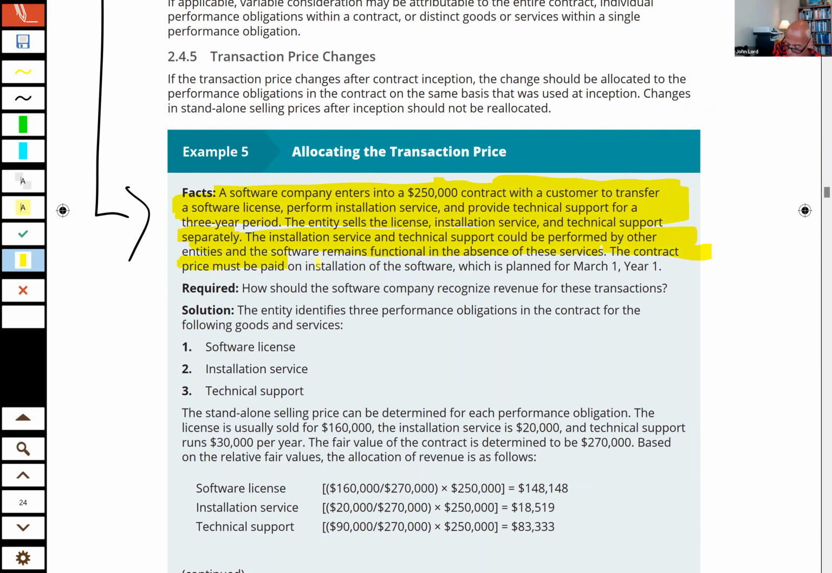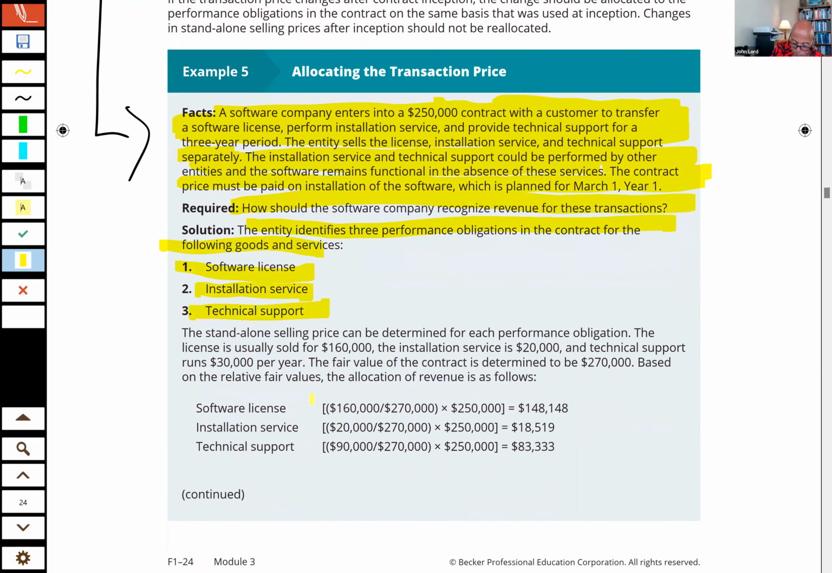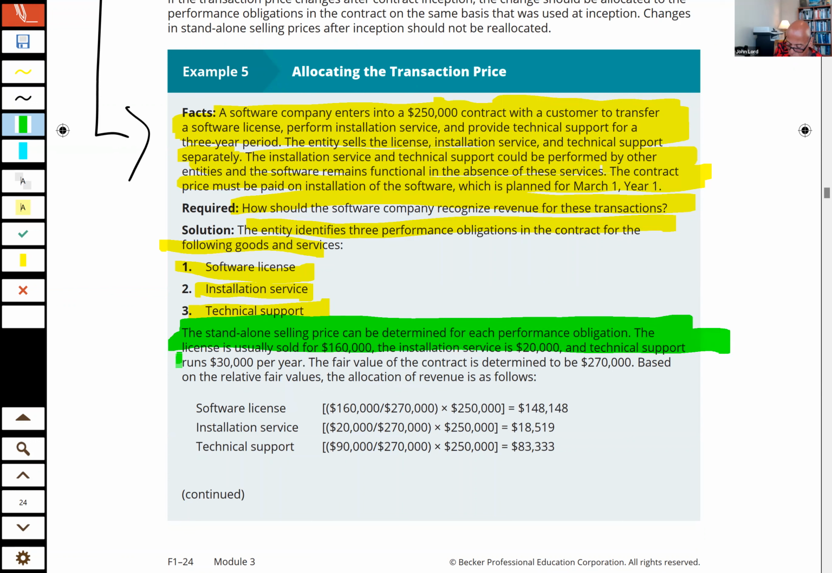The contract price must be paid on installation of the software, which is planned for March 1st. Okay, so how should the software company recognize? The entity has 3 performance obligations: the license, the installation, the tech support. Now this is really the takeaway, because we kind of knew all this from looking at the very similar example from earlier. The standalone selling prices can be determined for each performance obligation. The license is usually sold for $160. The installation is sold for $20,000, and the tech support is sold for $30,000 per year, guys.